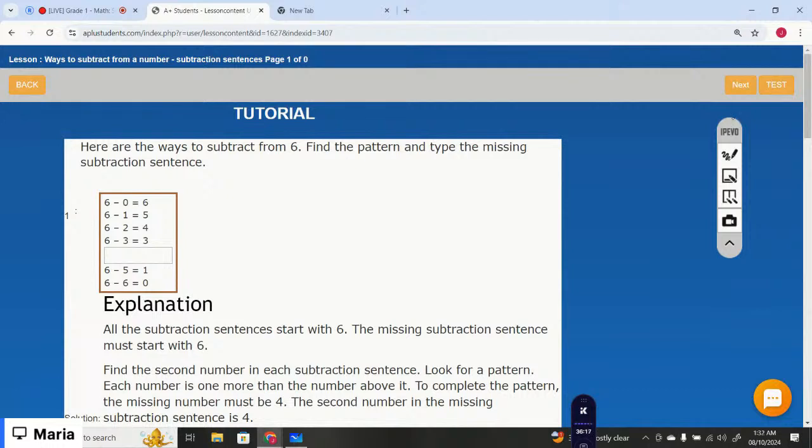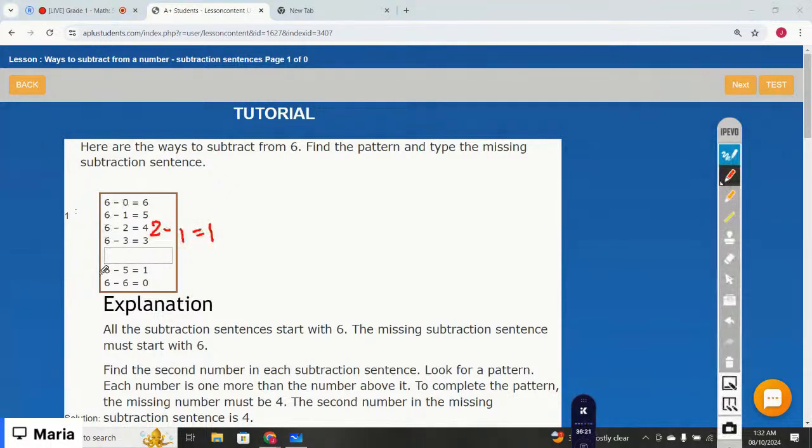So you need to find the missing one in the pattern, right? So the first one is you're subtracting from 6, so the first number is 6. The second one, 0, 1, 2, 3. The numbers are increasing by 1. So next to 3 is 4, that is 6, take away 4 is. So that means the missing one is 6, take away 4 is 2.